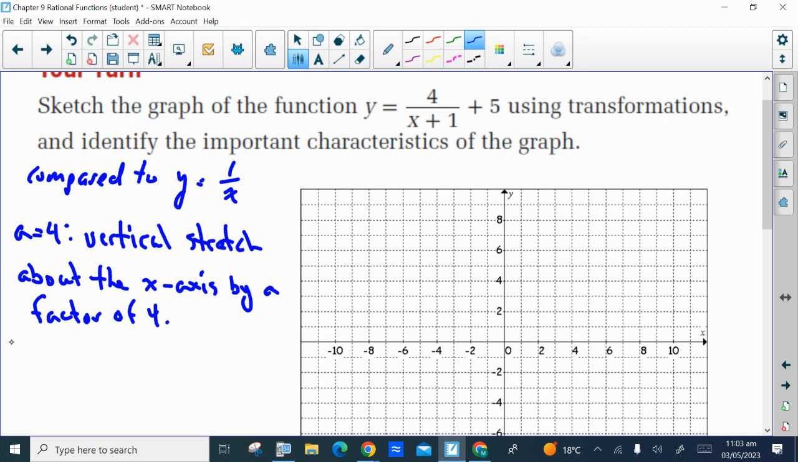Then we have an h value of -1. Remember, the value of h is always the opposite of what it appears to be because the general form is x minus h. So that graph is going to shift one left. And a k value of +5. So it's going to shift 5 up.